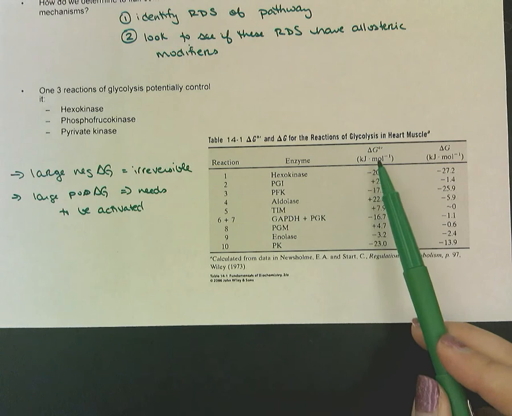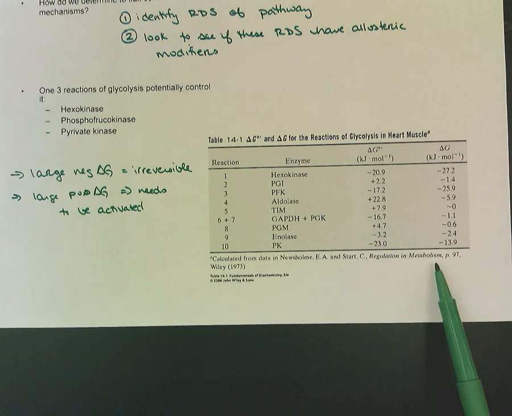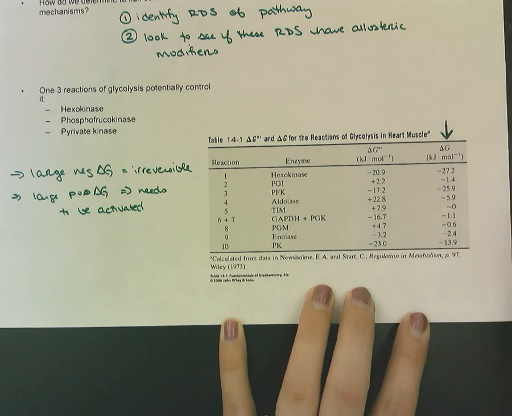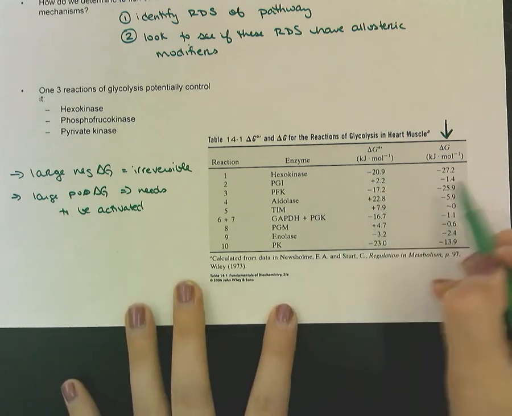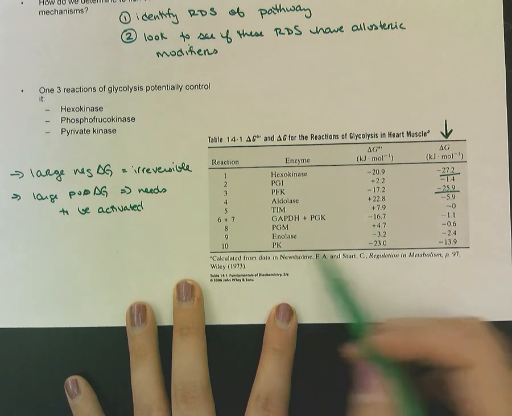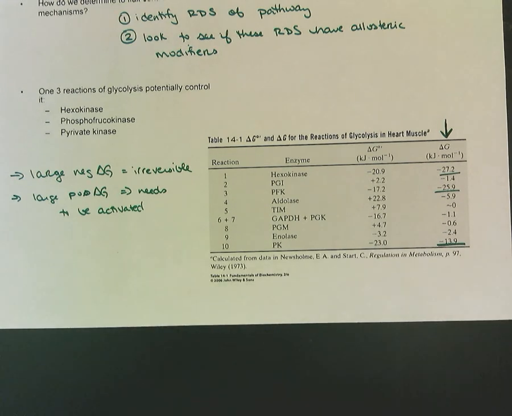So we're not going to look at delta G 0 prime in this case because that is ex vivo. We want to look at the in vivo. It's another discussion for another time. But we're going to look at this column. There are 3 reactions of glycolysis that can potentially control the whole system. All right, we got hexokinase. We have phosphofructokinase. And we have pyruvate kinase. So those are the 3 enzymes that have a large negative delta G in the actual system.